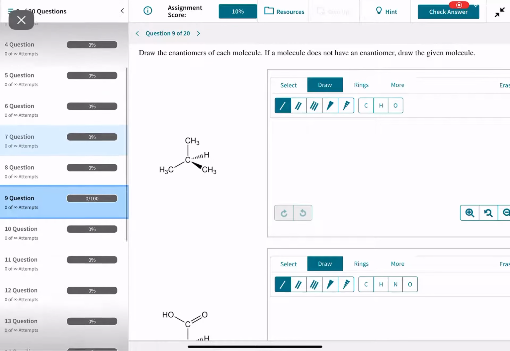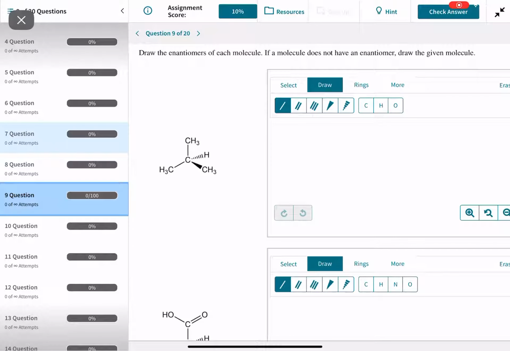Question number 9 is asking you to draw the enantiomer of each molecule. And if it doesn't have an enantiomer, then just redraw the molecule exactly the same.